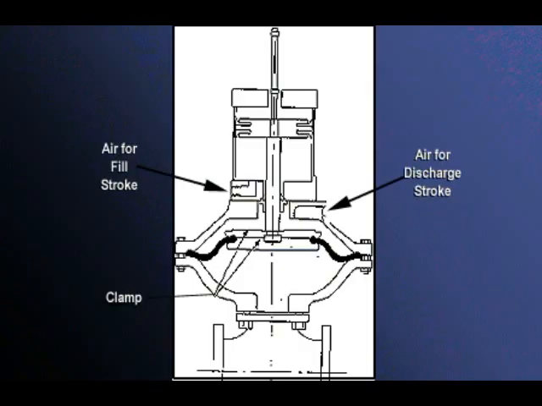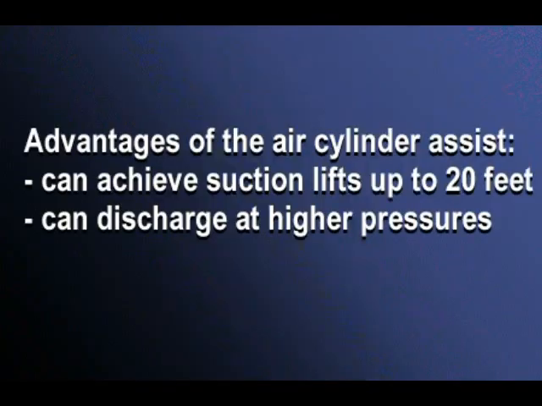In this variation, the diaphragm is lifted and lowered by an air cylinder actuated rod. With the air cylinder assist, these diaphragm pumps handle suction lifts up to 6 meters, 20 feet, and achieve discharge pressures of up to 650 kilopascals, 95 psi.